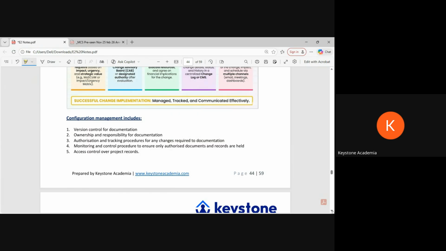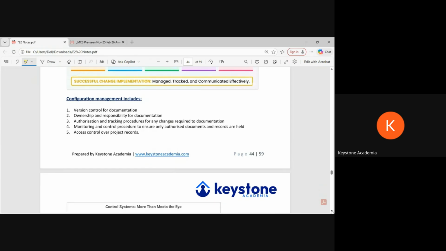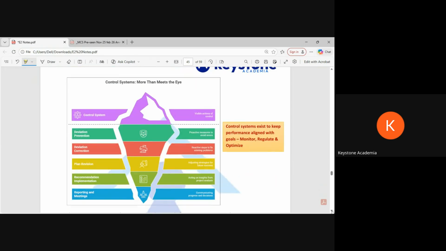Configuration management includes version control. I mean, this is just about the technology, ownership, responsibility, authorization. They won't ask you all of this. This is for us to understand that all of this will be detailed. We can use the latest software which can help us be ethical in what we are doing and control the performance, like we discussed yesterday. We can use a balanced scorecard, or we can give KPIs which are financial, non-financial.